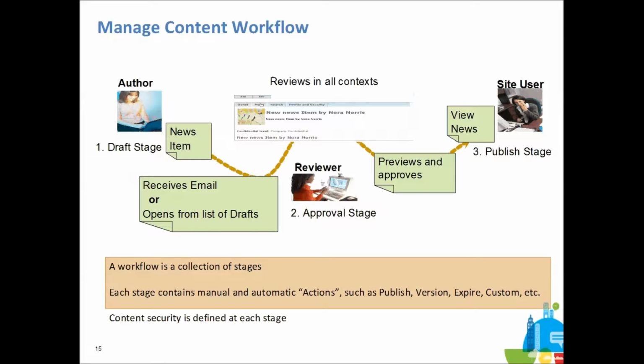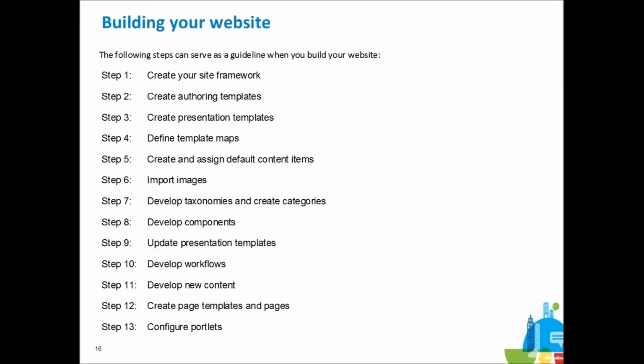Then the content approver can either approve or reject the content. When the content gets approved, the content changes its status to the published state. When the content gets rejected, the content again goes to the draft state. The content author has to modify the changes and again submit the content for approval. This is how the workflow works in WCM. You can also define security in each stage of the workflow.